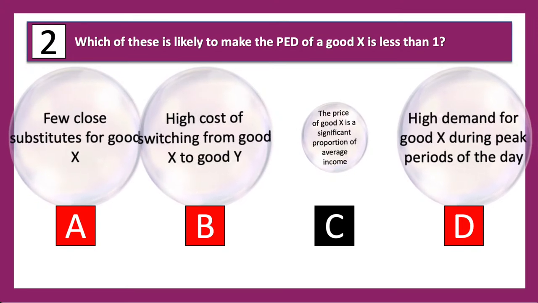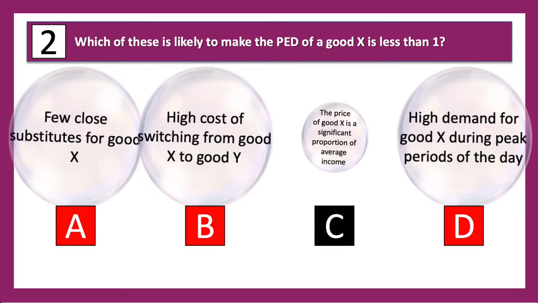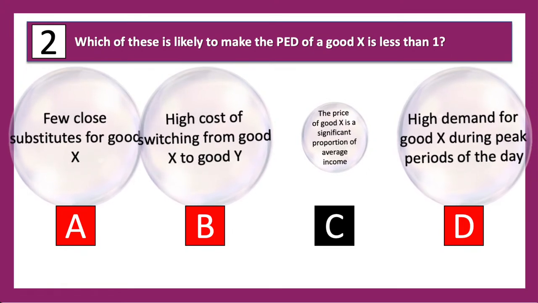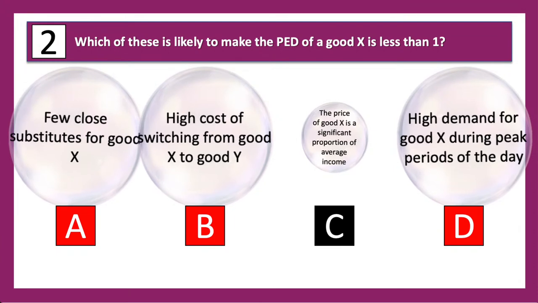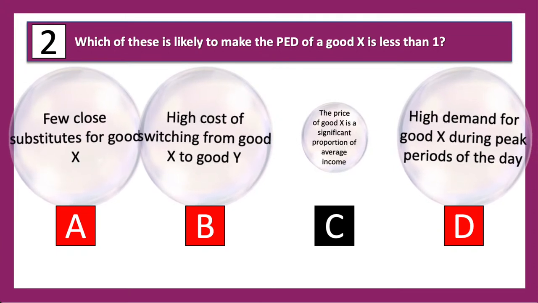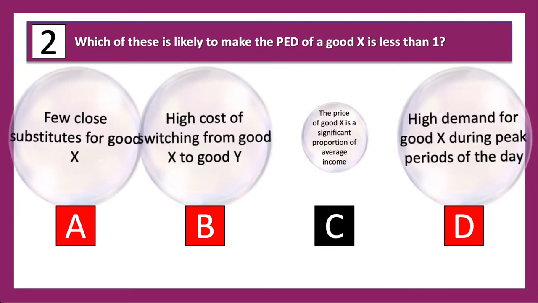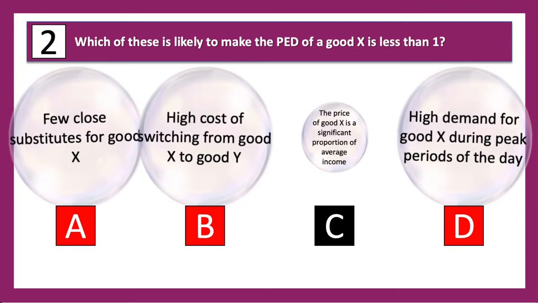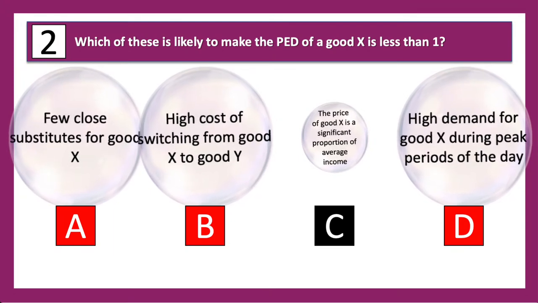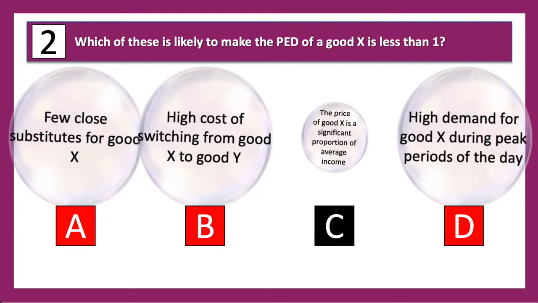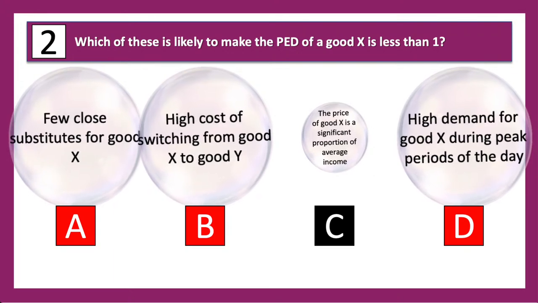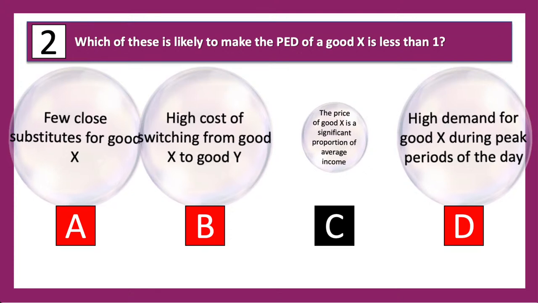Few close substitutes. That means there's less choice for consumers. Jude came in with A and B, got the first two out, Jude. So a few close substitutes makes it inelastic. High costs of switching. A lot of people miss this out. If there's a very high switching cost, it makes people reluctant to change their demand when the price changes. Things like switching mobile phone contracts, that kind of stuff.